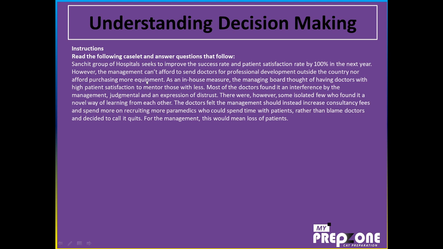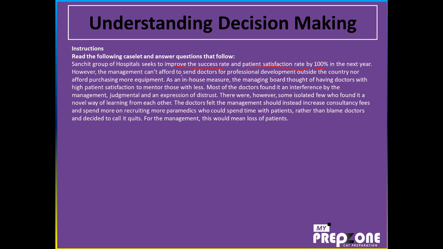So there is a group of hospitals, and they want to improve the success rate and patient satisfaction rate by 100%. If you talk about the success rate, which means the people who are being operated upon, maybe they do not die or whatever the case be, this could be success rate. So earlier, if 90% of the people lived, now they want to make it 95%. This could be one aspect. The second thing is patient satisfaction rate, that patients must be satisfied, maybe by the dealing of the doctor or by the dealing of staff or whatever.